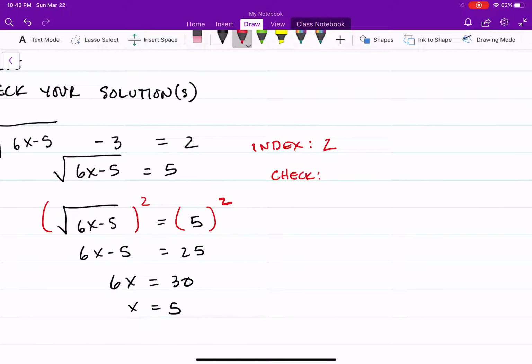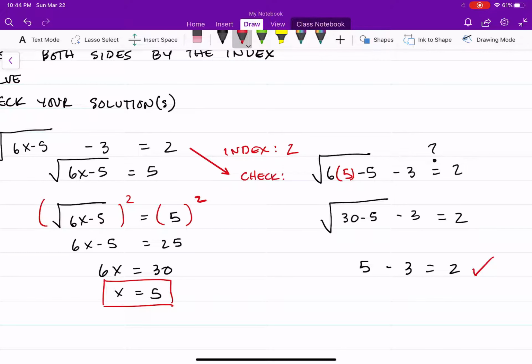All right, so what do I have here? I have the square root of 30 minus 5, minus 3. Is that equal to 2? 30 minus 5 is 25. The square root of that is 5. So it's 5 minus 3 equal to 2. And the answer is yes. So therefore, I can accept this as my solution.